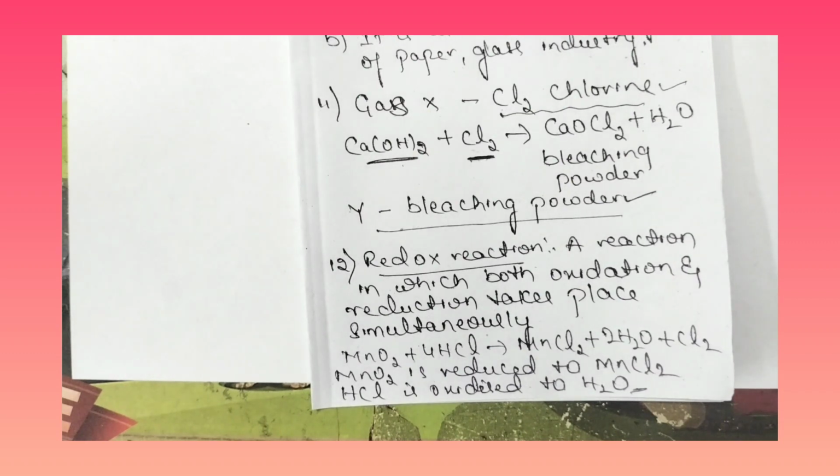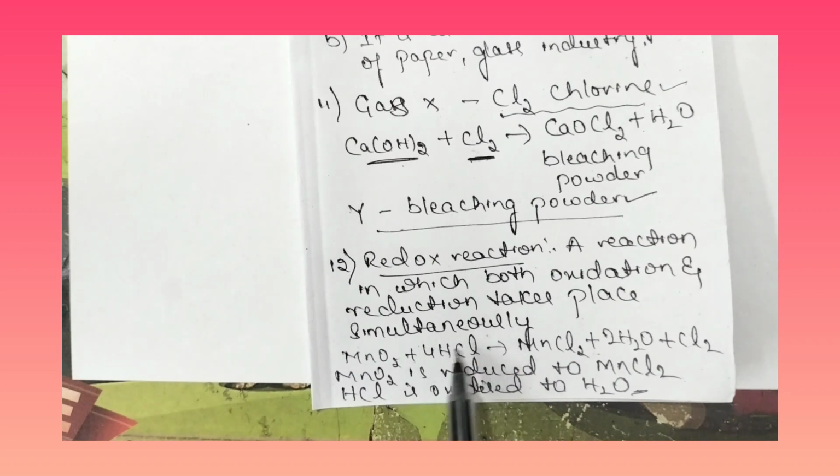So this is the reaction. This is what substance is oxidized and what is reduced. In this reaction, both are taking place. So here oxidation is taking place, reduction is taking place simultaneously. Therefore, this is also an example of redox reaction. So redox reaction is a reaction in which both oxidation and reduction take place simultaneously.